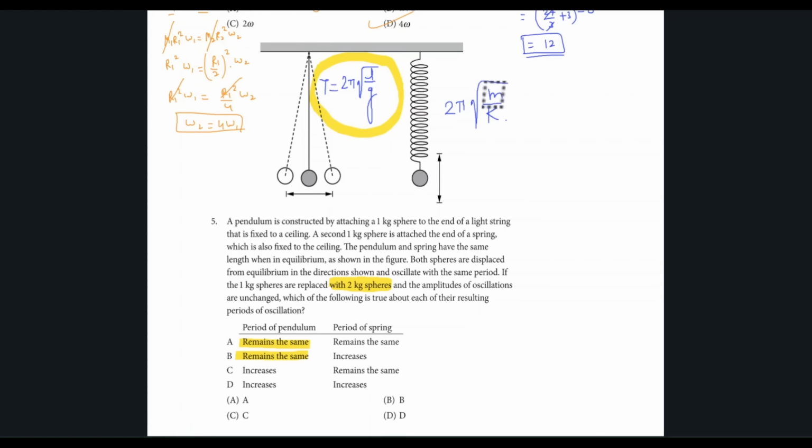And this is definitely not proportional, but it's proportional to the square root of the mass. In other words, if the mass increases, then the period will also increase for the spring. And that gives us option B as the correct choice. So I'm going to mark option B over here. Okay.